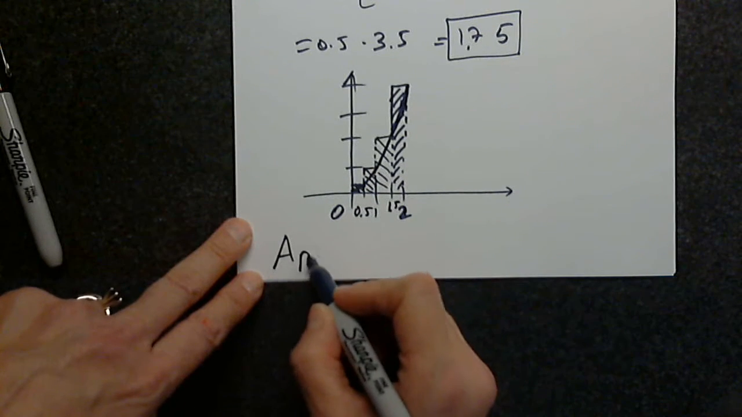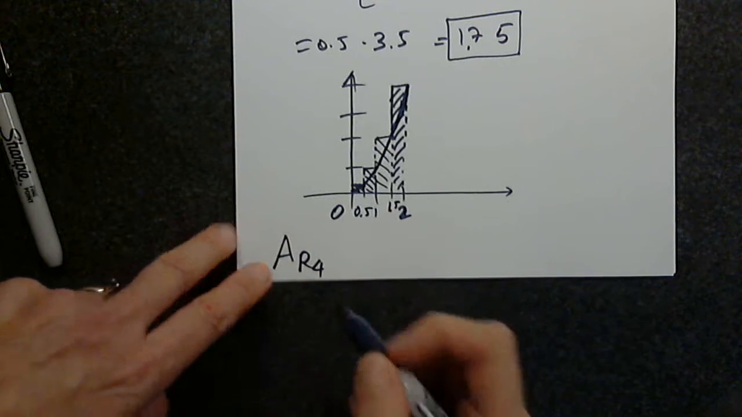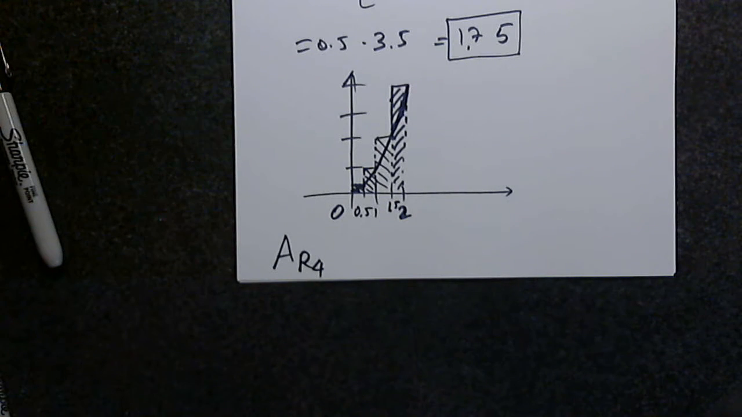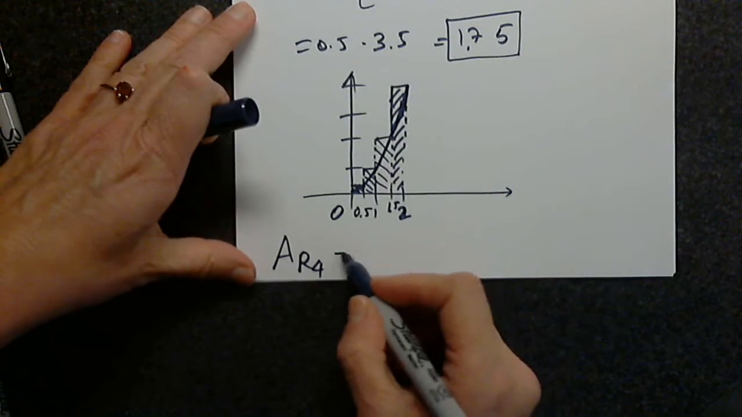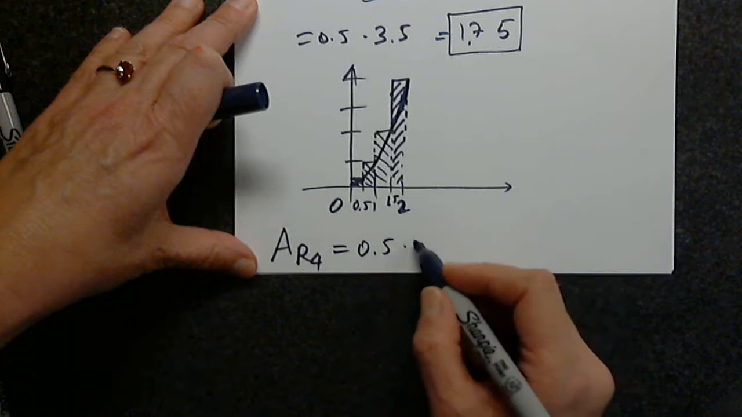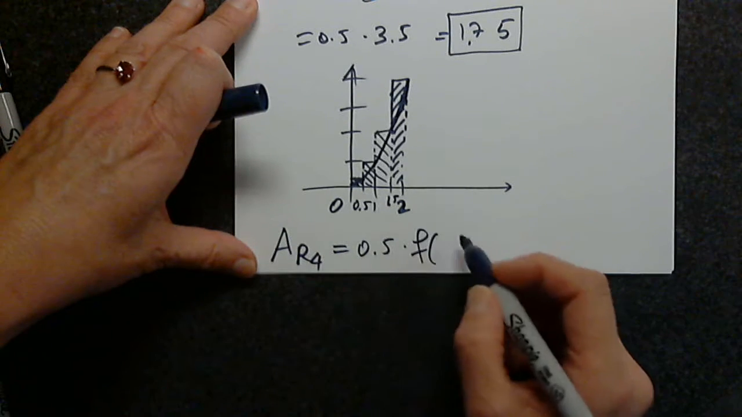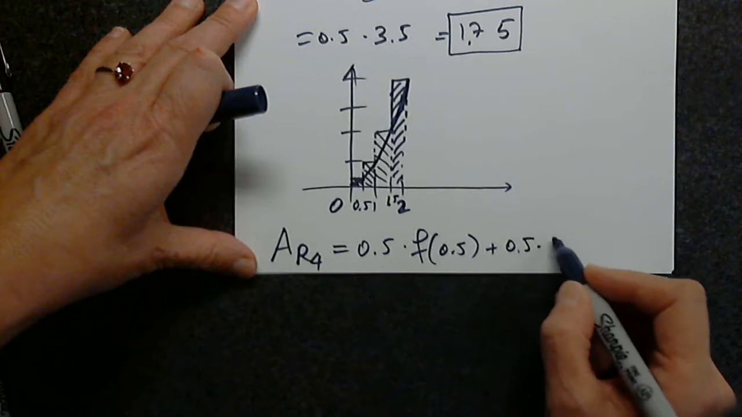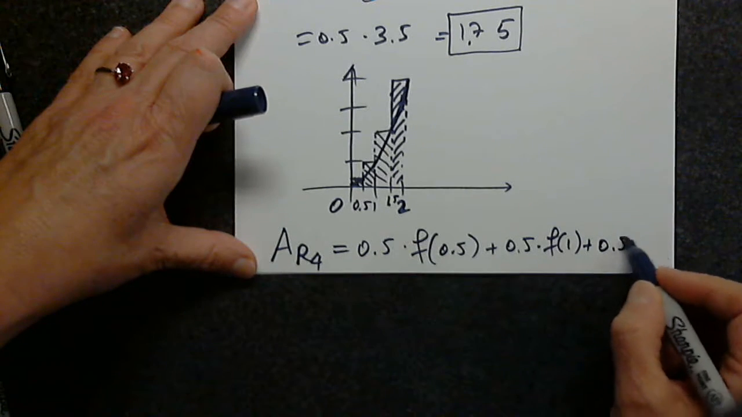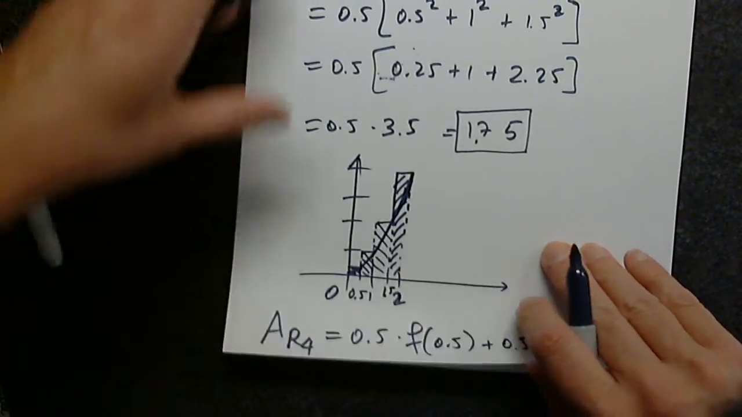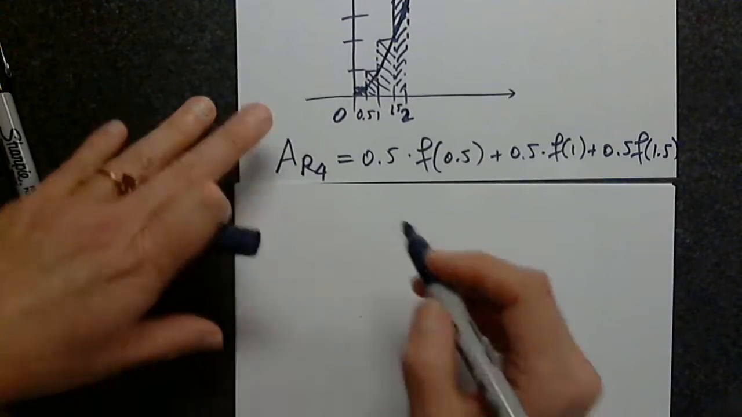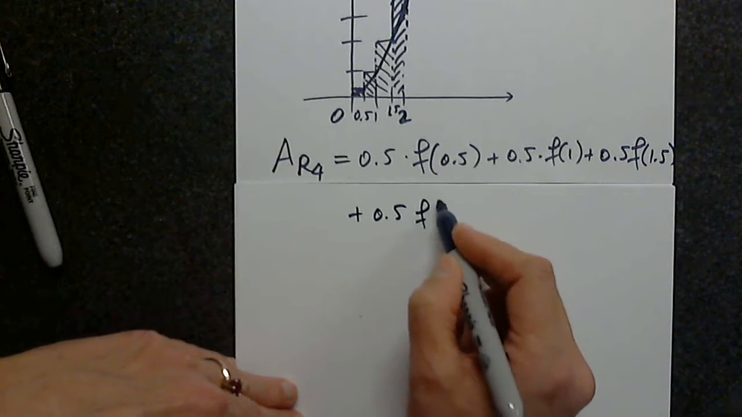What do you think about the area with the rightmost point for this function? Okay, it's not going to be the same for all functions. So for this function, what would you say? Would it be an underestimate or an overestimate of the actual exact area under the graph? Right, because there are these pieces that are completely outside of the area. Good. So then it will be, of course, 0.5 this time times f of 0.5 plus 0.5 times f of 1 plus 0.5 times f of 1.5, and finally plus 0.5 times f of 2.